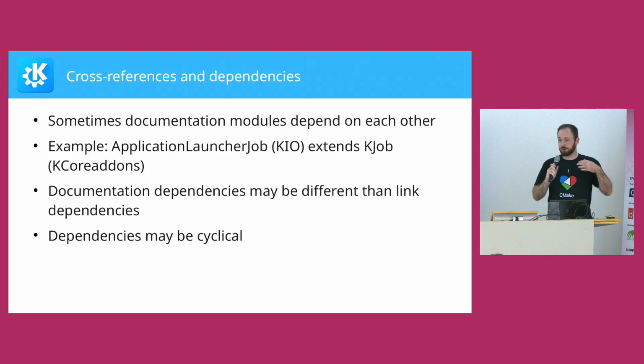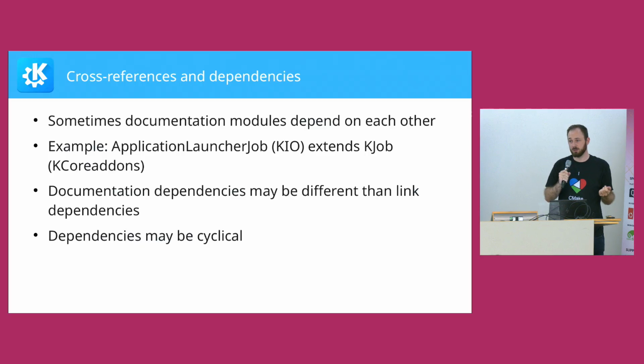So when we generate the documentation for application launcher job, that documentation wants to link to the documentation from KCoreAddons. So if you have at the top this class application launcher job extends KJob, and you click on that, you want to be taken to the correct site. And those sort of documentation dependencies do not necessarily reflect the actual library dependencies on a source code level.